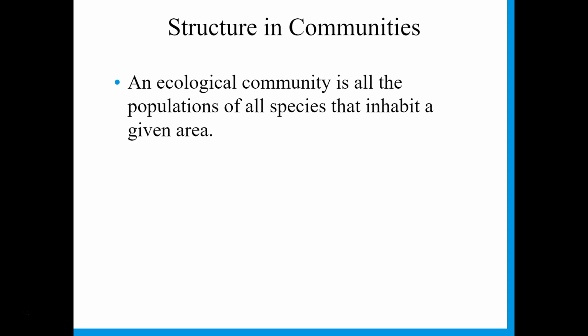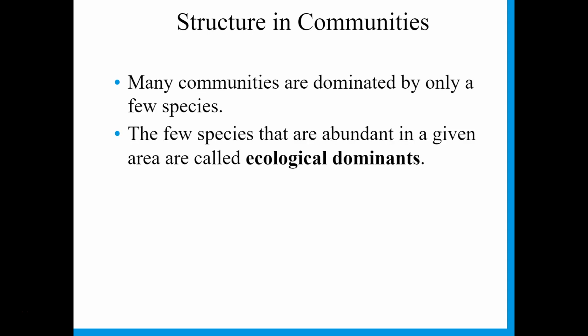When you get to the community level, it's the populations of all species that inhabit a given area. So if we were to consider MJC to be our community, there would be a lot of really interesting trees there that would be part of the community. All of the students there would be part of the community. The sheep that live out by that pond are part of our community. The horses and cows would be part of that community. So it's all of the species that inhabit a particular area.